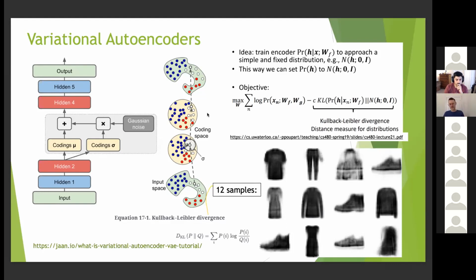So are the codings mu and sigma a perturbation of a sample point or a bunch of samples? Every sample is going to produce a different mu and sigma. So the mu and sigma are actually the representation vectors for the sample that was fed in.